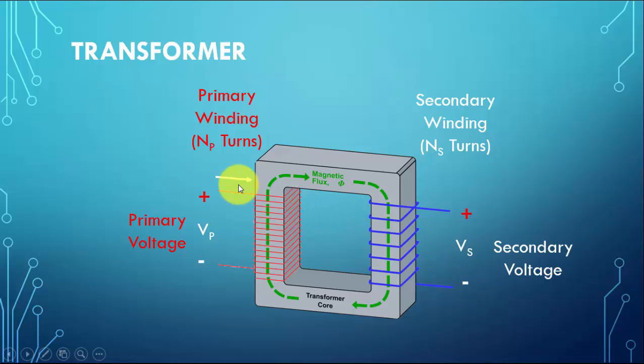In addition, we have the current, IP, known as the primary current. And on the output side, or the secondary side, we have the secondary current.